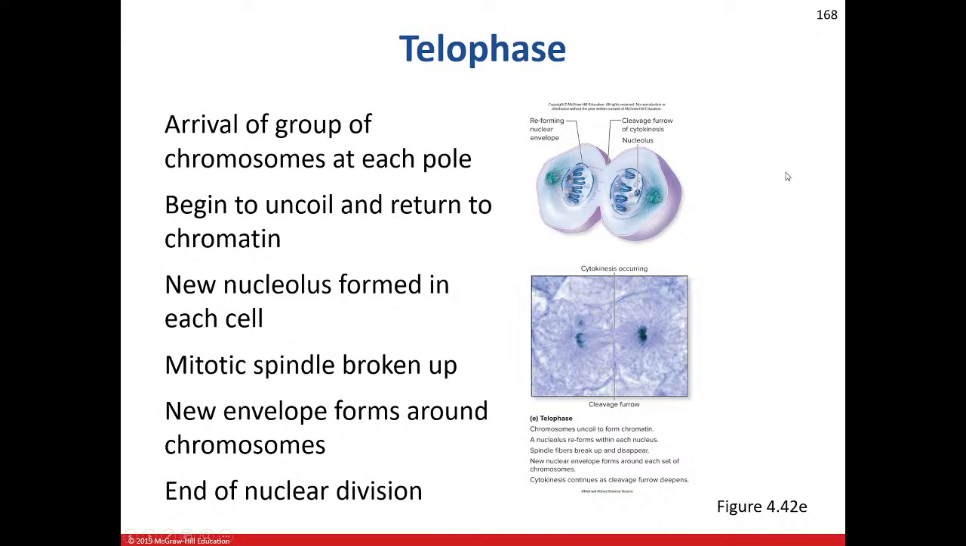And in telophase, the chromosomes arrive at the end of each pole and they begin to relax and return to normal. We see a new nucleus and nucleolus forming in each cell. Then the mitotic spindle begins to break up. The new envelope forms around the chromosomes, a new nucleus forms. And this is the end of nuclear division, technically the end of mitosis.